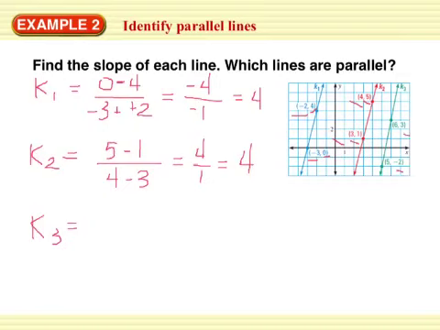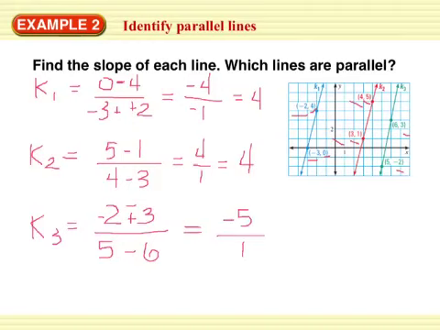Okay, K3. Negative 2 minus 3, change in y. And change in x, 5 minus 6. Hold on. 5 minus 6 is negative 1. Goodness. There we go. I knew that was a positive slope because from left to right it goes up. So when I got a negative answer, I knew that couldn't be right. So these two have the same slope, therefore they are parallel.